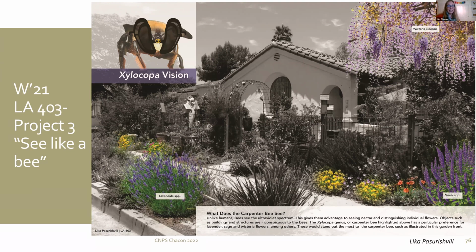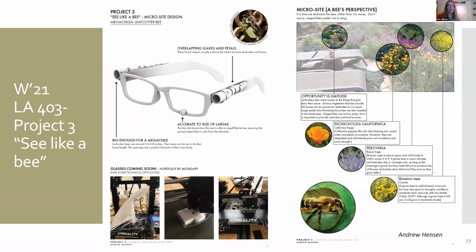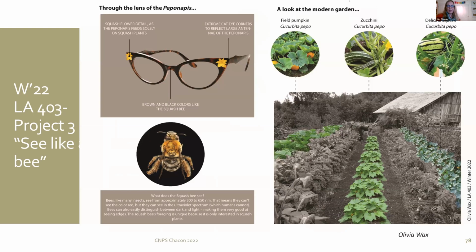Okay, let's take a look. I have a few different students with this because it's my favorite project now. Megachile, again, Andrew created these glasses that actually mimic the nesting house of the bee. And then he has this view of this nice landscape up here. Pepinapis, they are all about squash. So if you were this bee and you were at this farm, you would love those 3 green rows and everything else not so much.